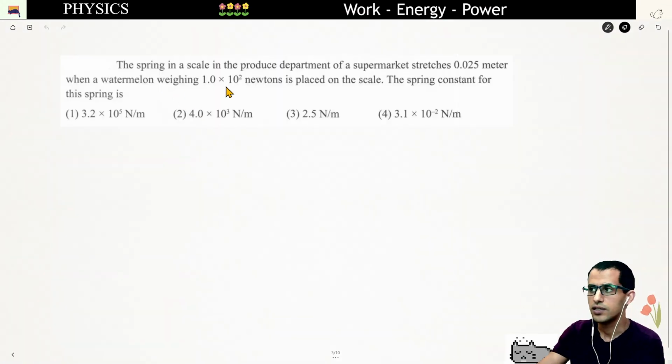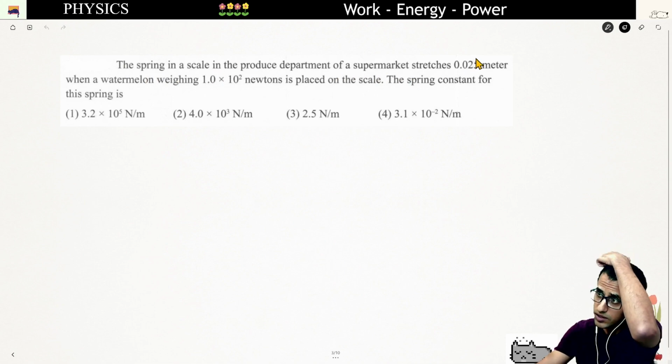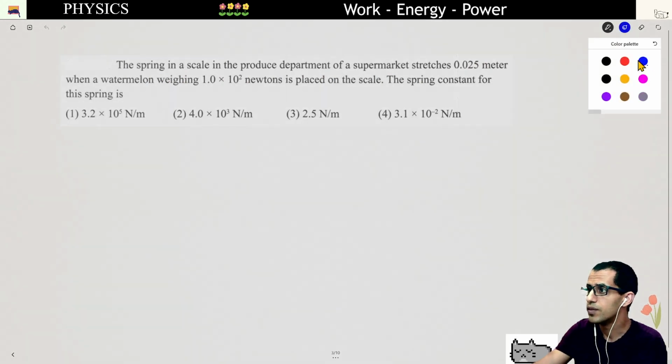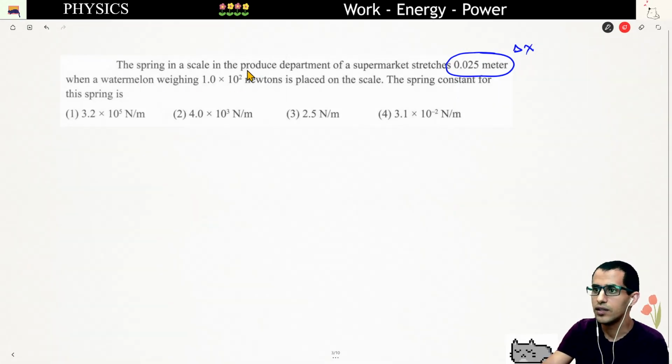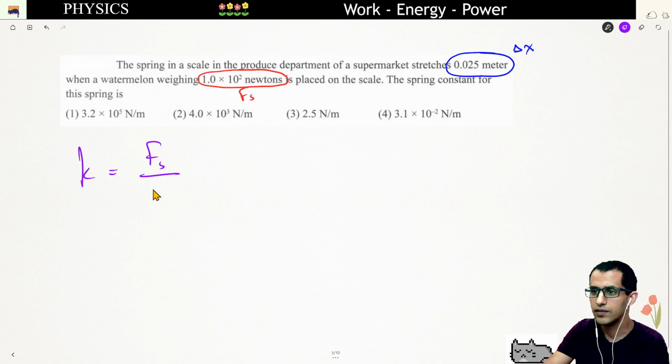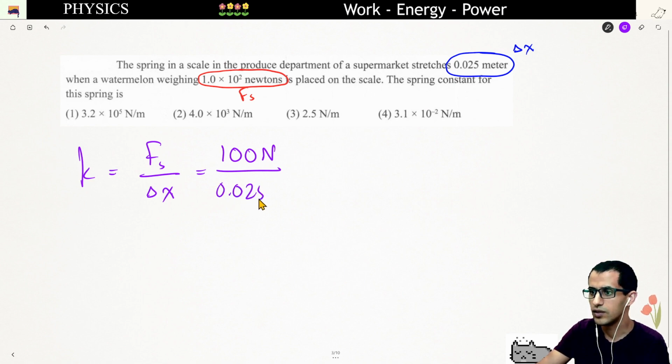So the first question is: the spring in a scale in the produce department of a supermarket stretches 0.025 meters. That's our delta x value. When a watermelon weighing 1.0 times 10 to the 2 newtons, that's the force on the spring, 100 newtons. The spring constant for the spring is, so we're solving for k. k is going to be equal to the force divided by the change in length. The force is that 100 newtons. The change in length is 0.025 meters.